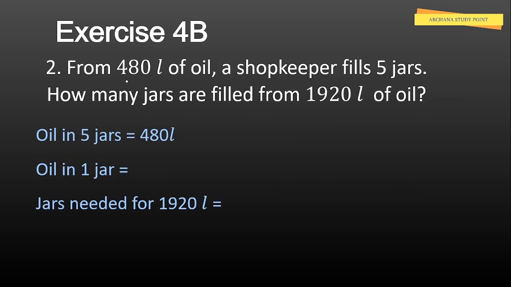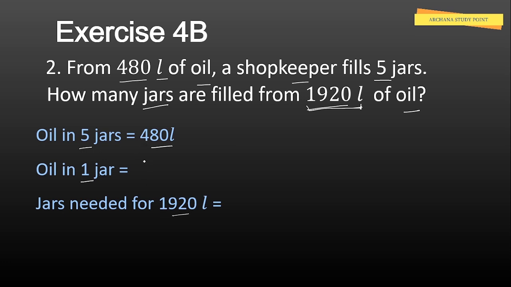Question number 2 says, from 480 liters of oil, a shopkeeper fills 5 jars. How many jars are filled from 1920 liters of oil? It means if we have to fill 1920 liters of oil, how many jars will we need? So what has been given in the question? Oil in 5 jars has been given as 480 liters, and we have to find out the oil in one jar, and then whatever is there in one jar, we will divide 1920 by that number.